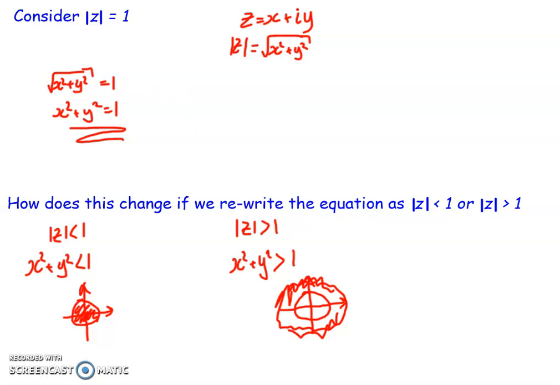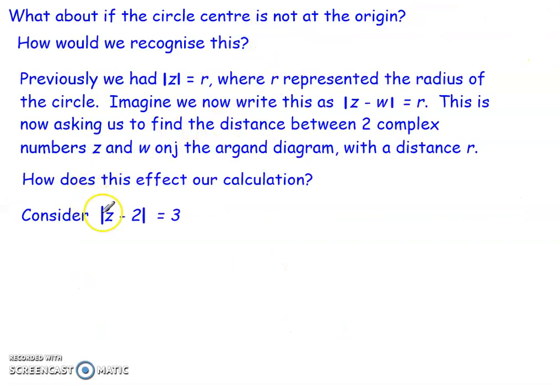However, looking at that, modulus of z equals 1 is great. That's a circle with a centre at the origin. We know, though, circles can have a centre anywhere within our plane. So how do we work when that happens? Well, let's consider modulus of z minus 2 is equal to 3.